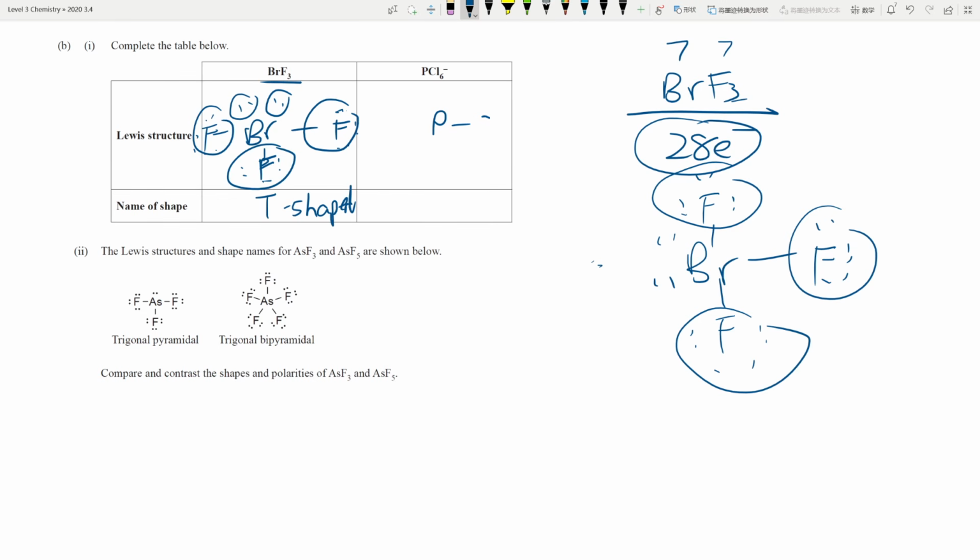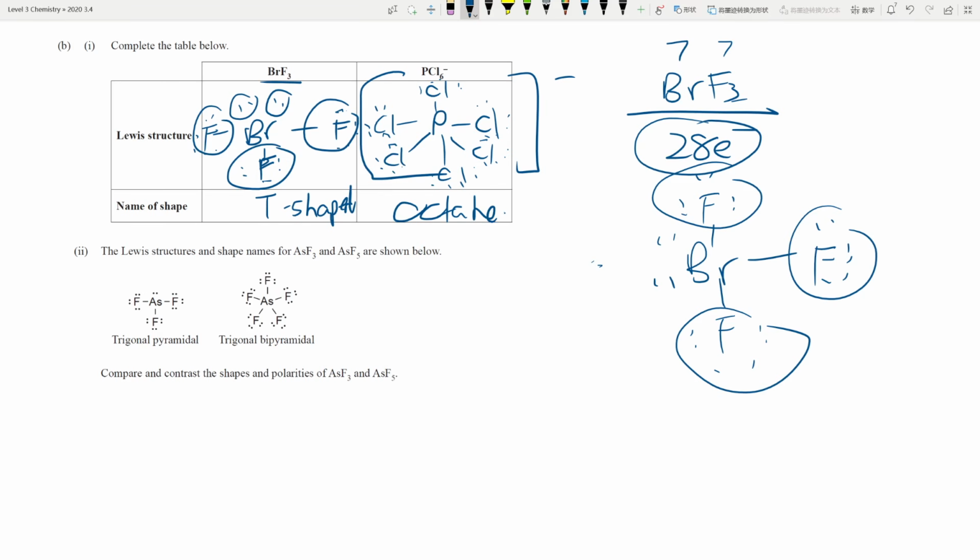PCl6, I'm not even going to bother. When you have 6 things, it's just going to be octahedral because there's nothing else. So when you have 6 atoms bonded to the center atom, it's just going to be octahedral. All those bloody dots. And don't forget to do your square bracket. Okay, octahedral. Now the reason you need the square bracket is that it's a negative ion, so do that.